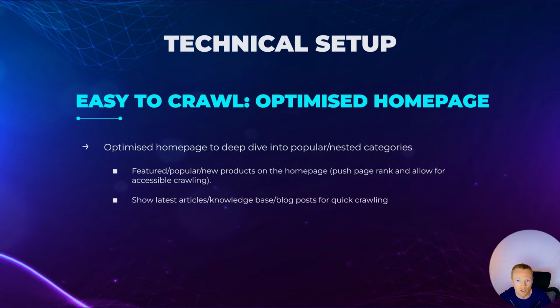We want to feature our new or popular or currently on sale products on the homepage so we can push PageRank to them and allow them to get crawled easily, especially if they're buried way down in your category tree. And of course, we want to show our latest articles, knowledge-based posts, blog posts, etc., for quick and easy indexing, just like you would do if you had a content site.